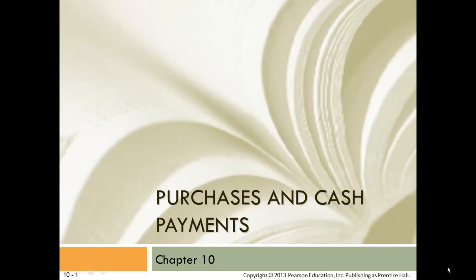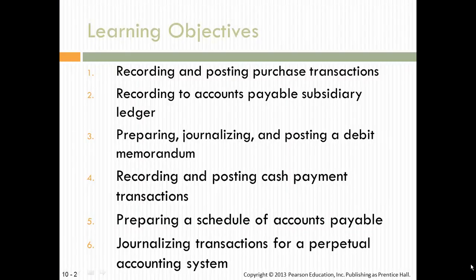If you recall, Chapter 9 talked about sales and receipts, so now we're going to talk about purchases and cash payments. There are several learning objectives in this chapter, most of which are to make sure that you understand how to post cash payments and all the different pieces that go along with the journalizing, and talk about a perpetual accounting system.